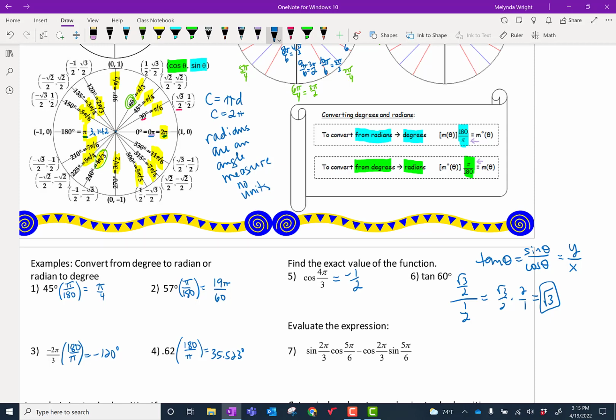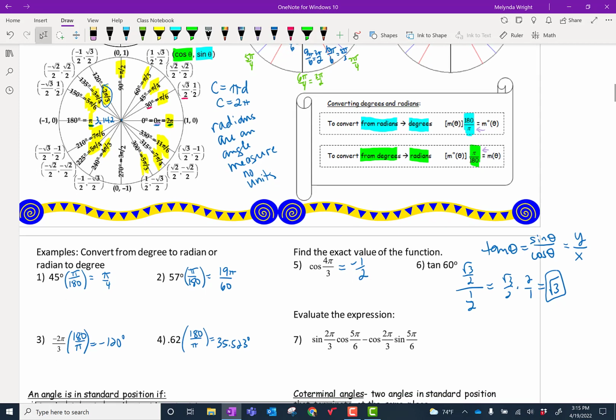Okay. Now let's do one a little bit more complicated, number 7. So we're actually going to use the unit circle. We're going to find 2 pi over 3. Okay, so let's move these marks right here. Let's look for 2 pi over 3. So here it is right here. There's 2 pi over 3. So sine of 2 pi over 3, remember sine is the y value. Sine of 2 pi over 3 is √3/2.